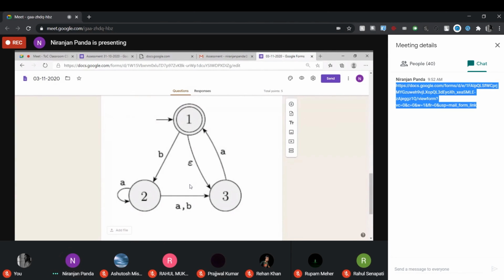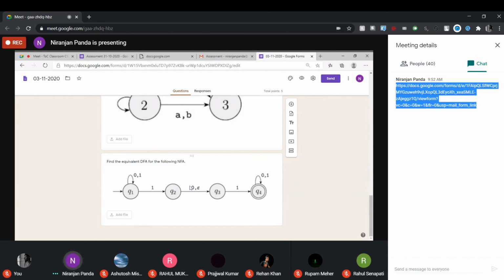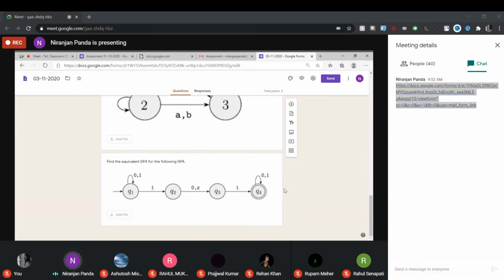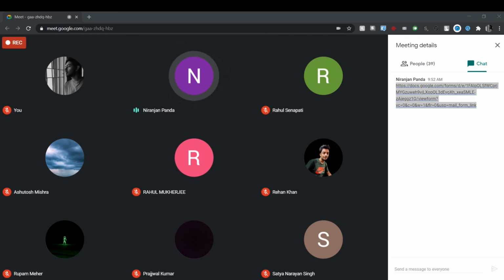Question number 4: you have to find out the DFA for this NFA. This is question number 5: you have to find out the DFA for this NFA. These are the 5 questions. These are already there in your copies. Only to make you remember, I am showing you.